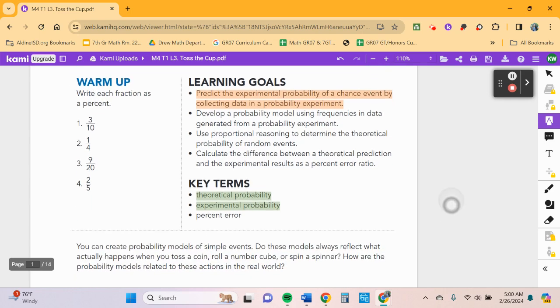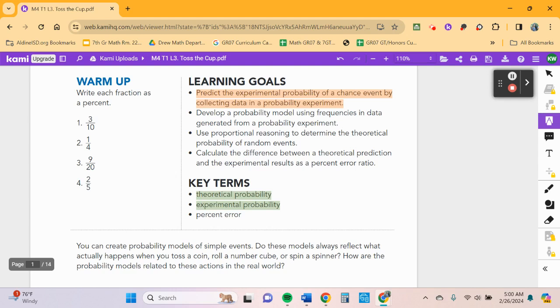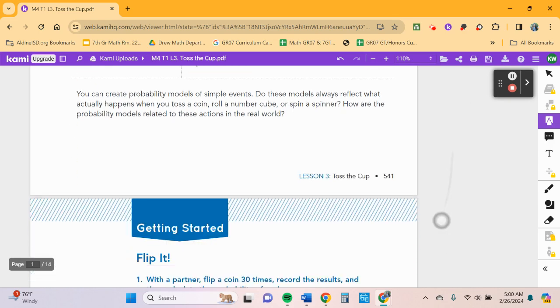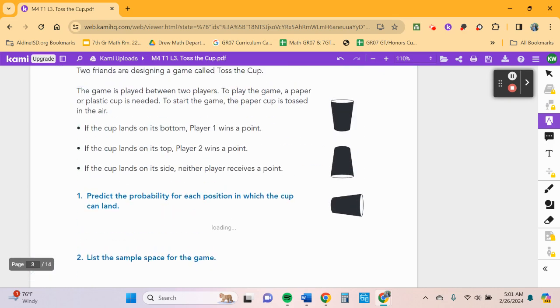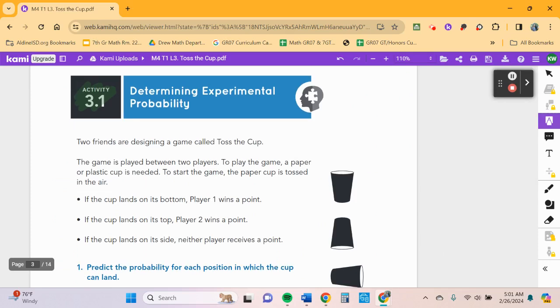And our key terms we're going to be learning in this activity as well are theoretical probability, say theoretical probability, and experimental probability. Say experimental probability. All right, let's get to it. This is activity 3.1, determining experimental probability.